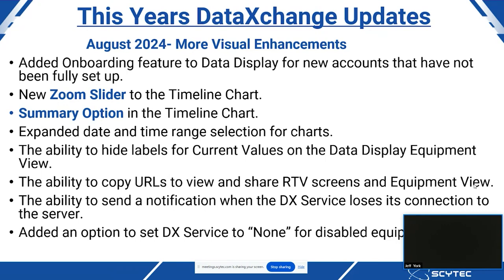We also added expanded date and time range selection for charts, and the ability to hide labels for current values on the data display equipment view to clean things up for that real-time equipment view. There is also the ability to copy URLs to view and share RTV screens, and this also applies to the equipment view. And we added the ability to send notifications when the DX service loses its connection to the server, and also added the option to set your DX service to none for disabled equipment, when previously this would show unlisted equipment as unknown downtime or as machines that had been disconnected.